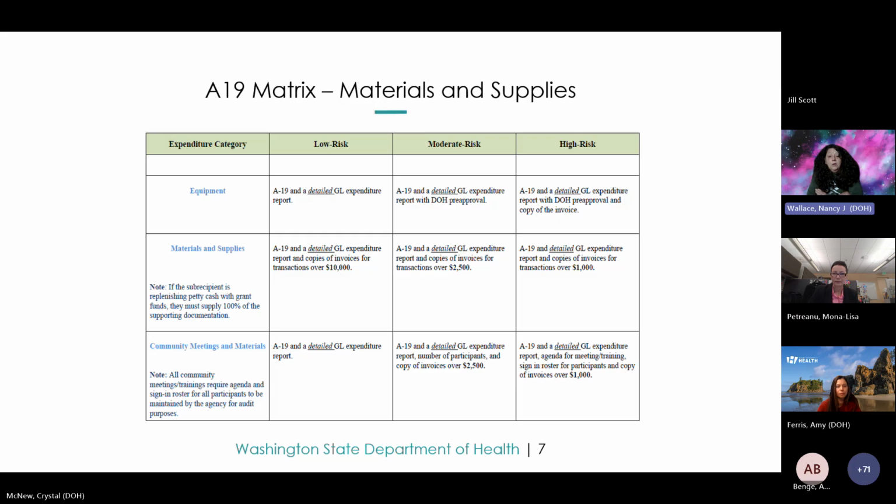Materials and supplies. We updated this to include invoices required for individual invoices over $10,000, regardless of risk. We moved the additional notes from being in different columns to under the category, just for ease of readability. And we changed the category name from outreach to community meetings and materials to provide clarity. Next slide, please.